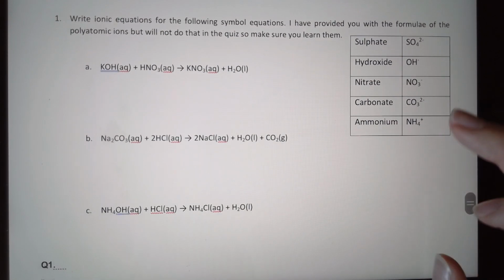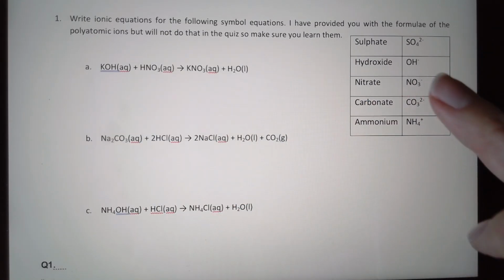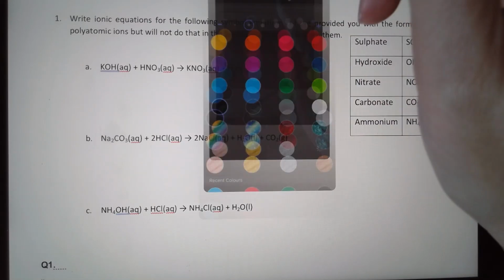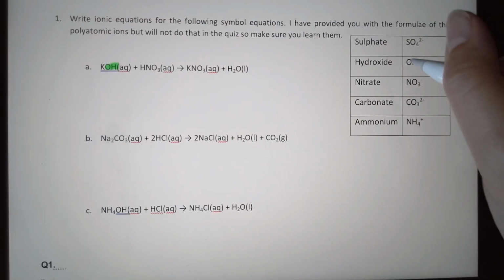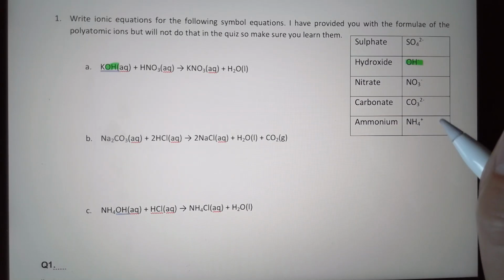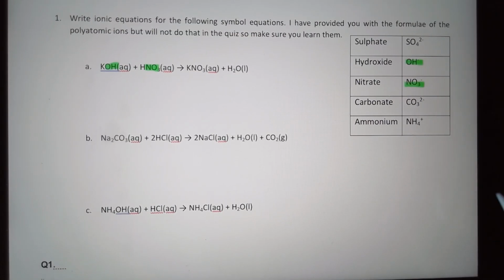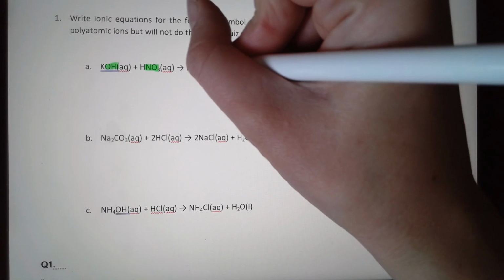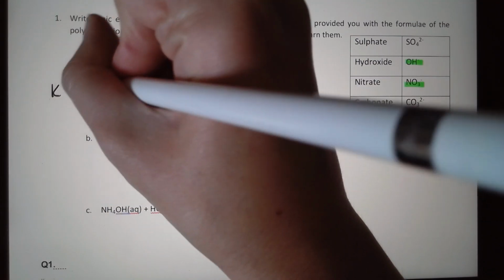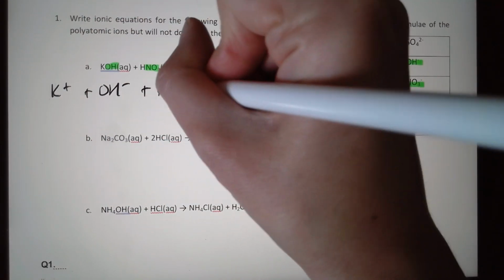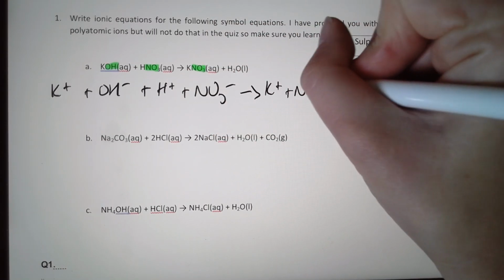The next few all contain polyatomic ions, so I've written them here. Again, if you see one of these polyatomic ions, you don't separate them. So I have got KOH, all right, so OH is one of my polyatomic ions. I've got it over here, which means I'm not going to separate the O from the H. I've also got nitrate, NO3, another polyatomic ion. I'm not going to separate the N from the O. Everything else will split though, so the K will be separate from the OH. The H will be separate from the NO3. The K will be separate from the NO3.